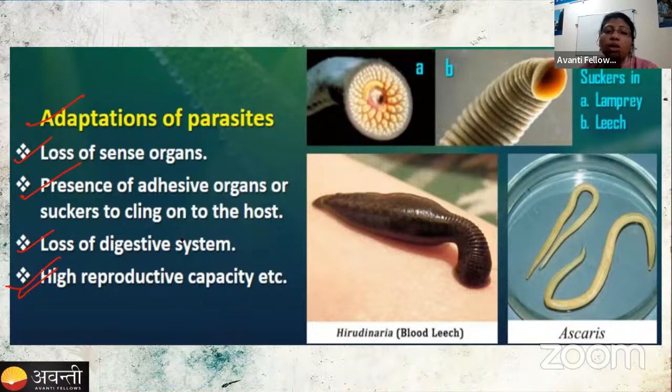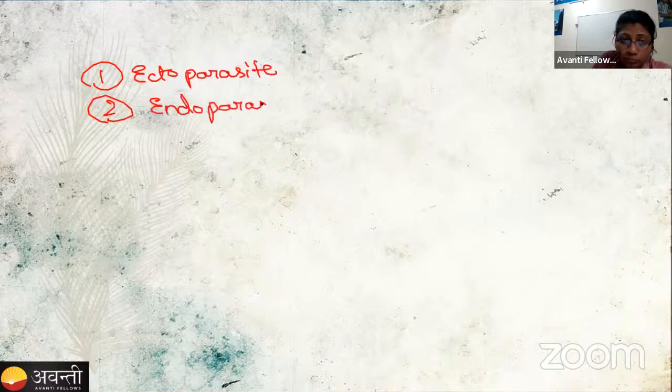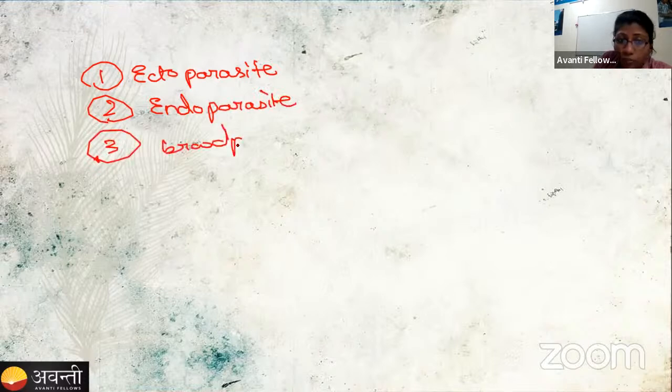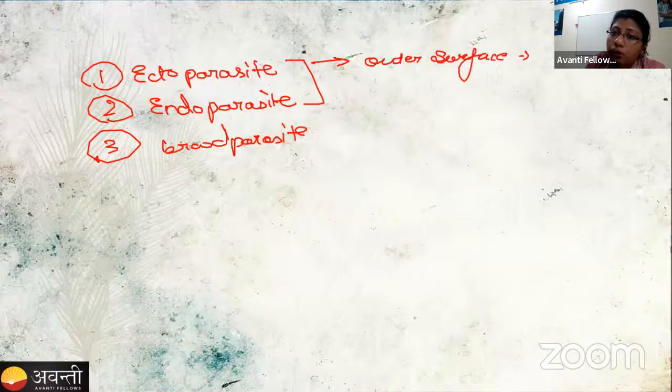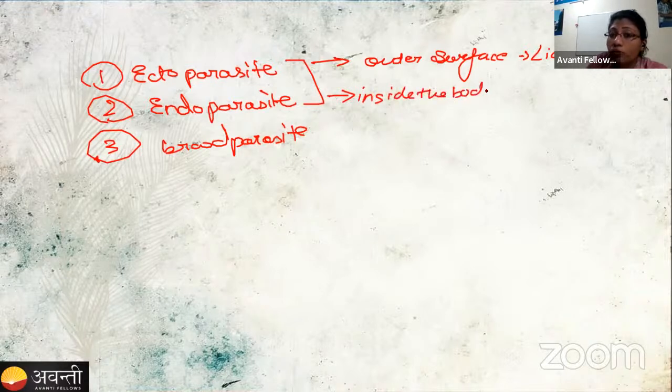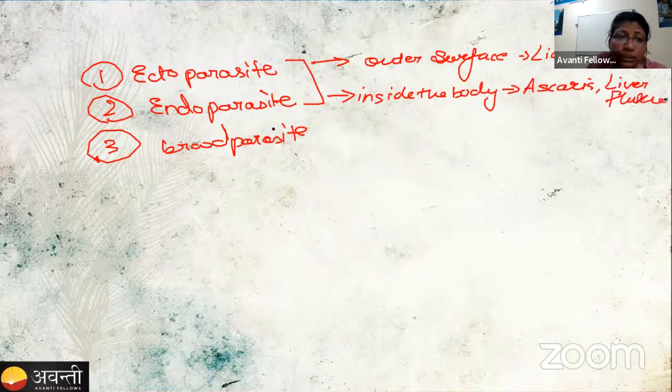So this is how the parasites get the adaptation. These are the adaptation through which parasites are still existing and performing the parasitic mode. So depending on their mode of action, we have the three types of parasite: ectoparasites, second endoparasites, and third the brood parasite. You are familiar with these two terms, the ecto and the endo parasite. The ecto staying on the outer surface of the host, for example lice and leech, right? And apart from that we have the endoparasite who are living inside the body of the host. A good example is Ascaris, liver fluke, right?